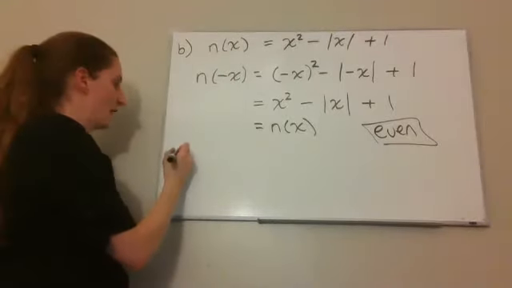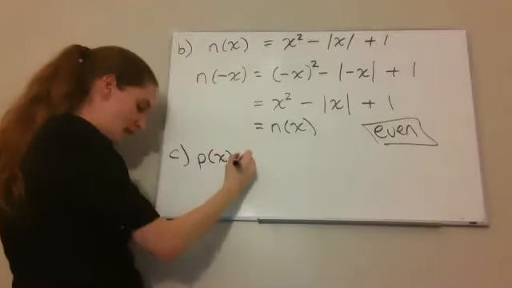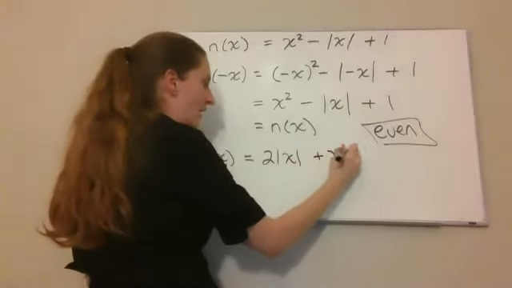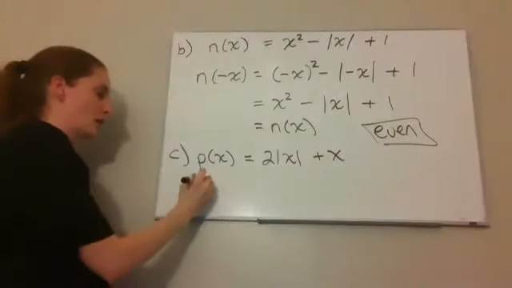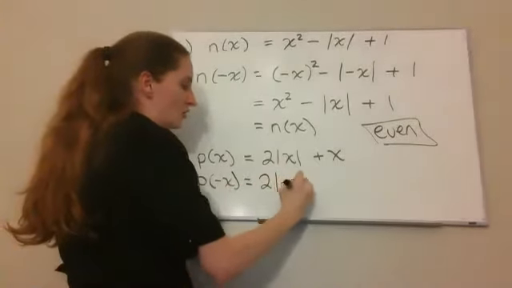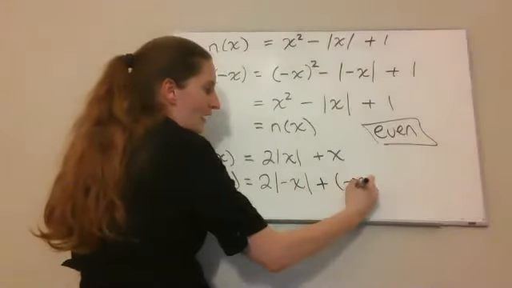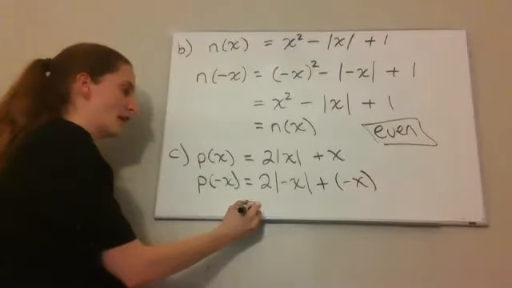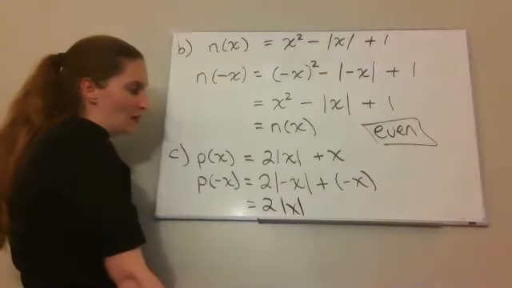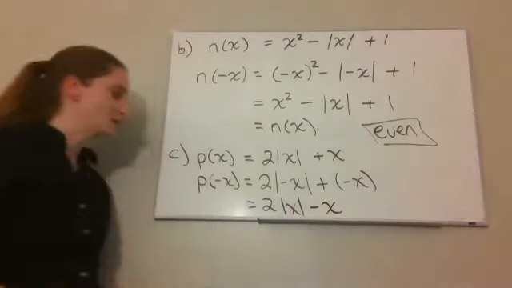And let's just do one last example. How about the function p of x equals 2 absolute value of x plus x? And we're going to start by plugging in negative x to see what happens. I get 2 absolute value of negative x plus a negative x. Simplifying this, the absolute value takes care of that negative, so I get 2 absolute value x, and then plus a negative x is minus x.